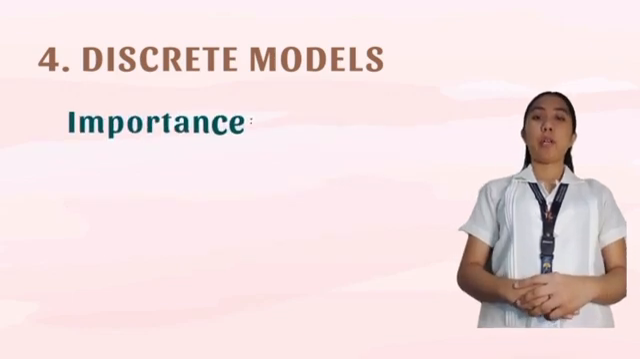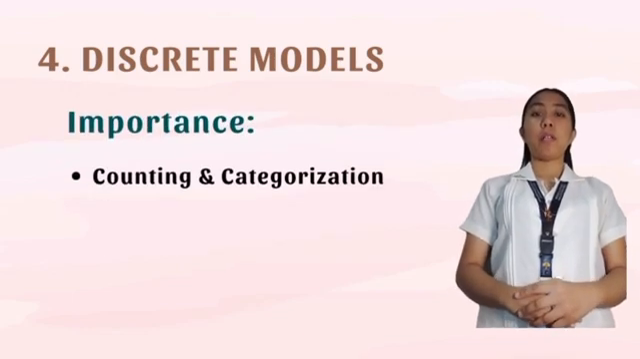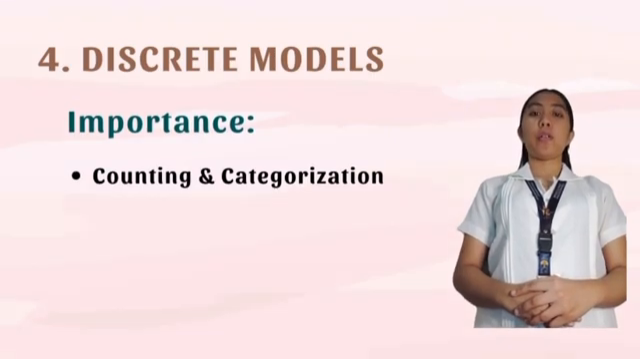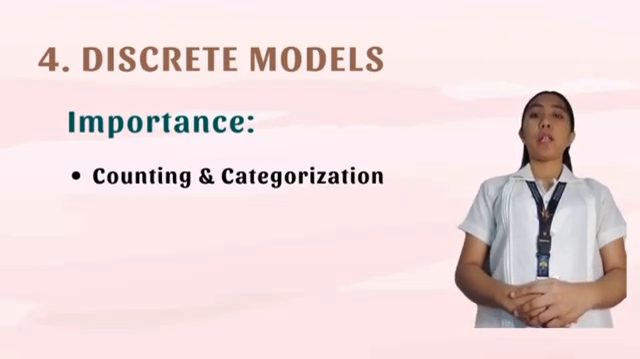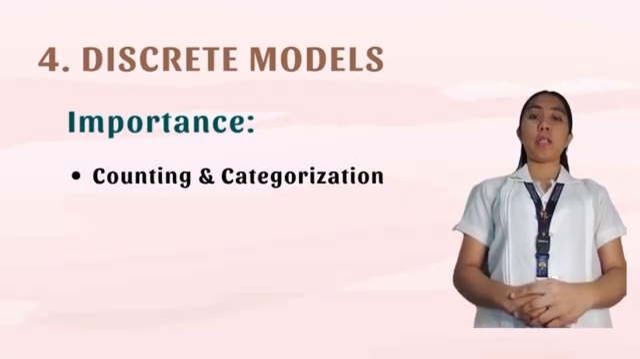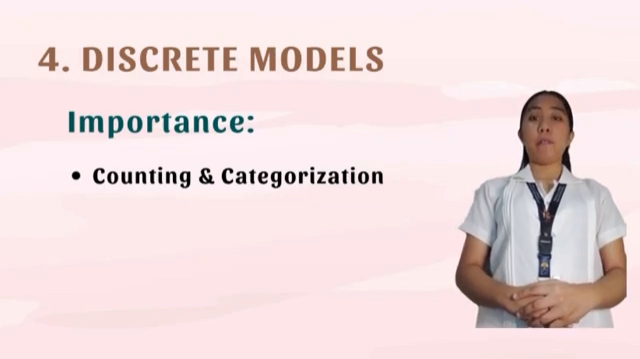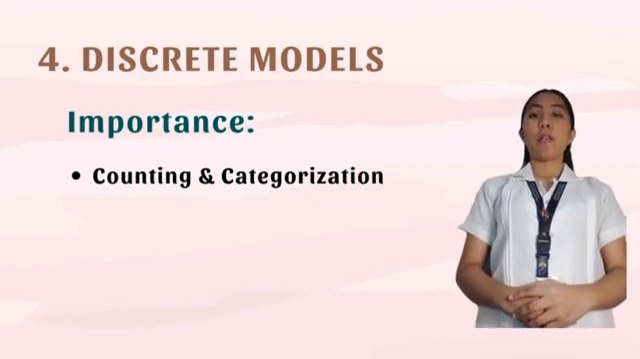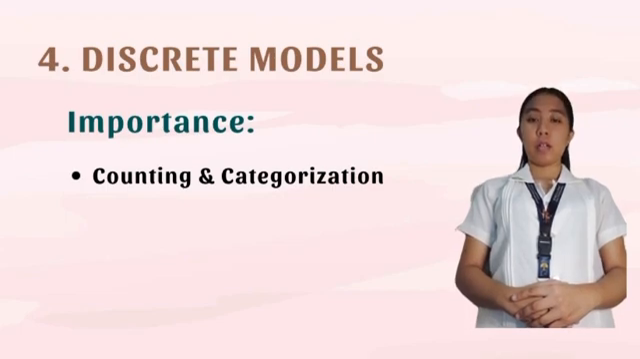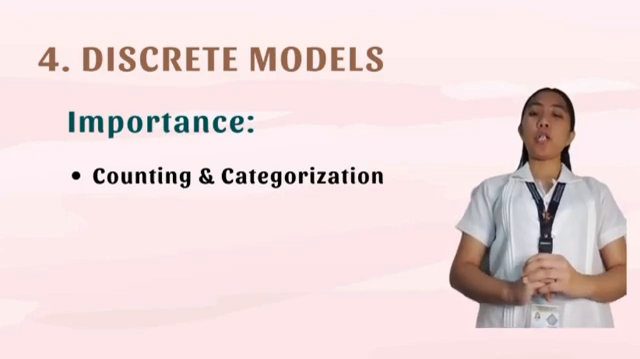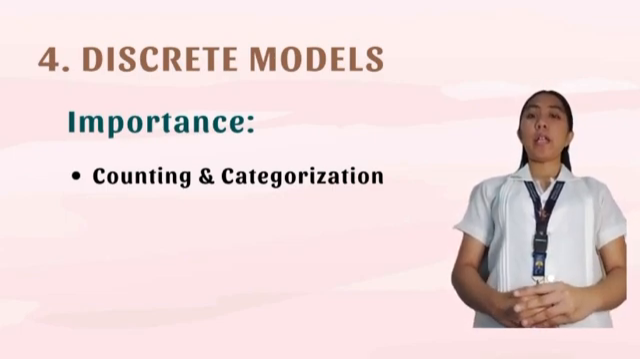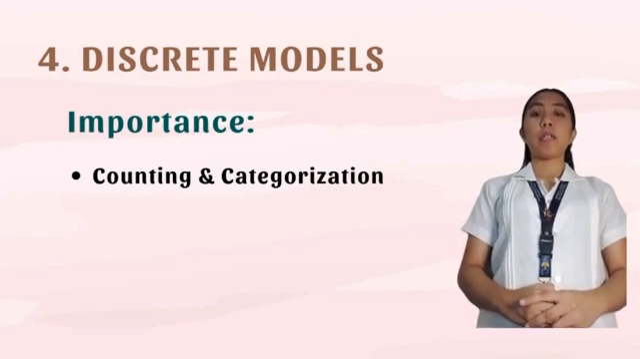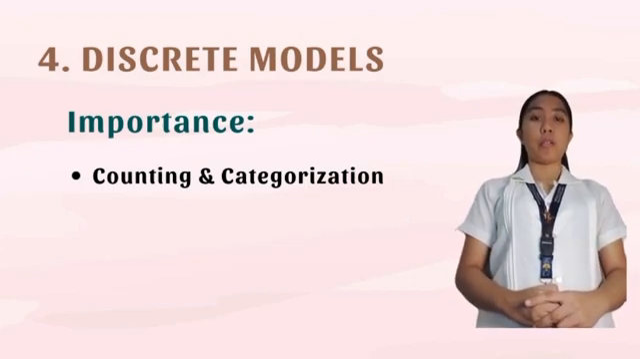Now, let's proceed to the importance of the discrete model. First one is counting and categorization. It is a method of organizing data where counting determines the number of items or events and categorization groups them based on shared characteristics. For example, a teacher counts the students present in class and then categorizes them by grade level or gender.